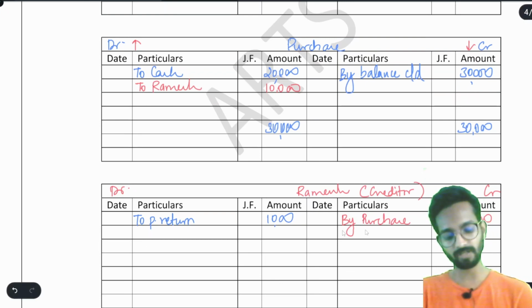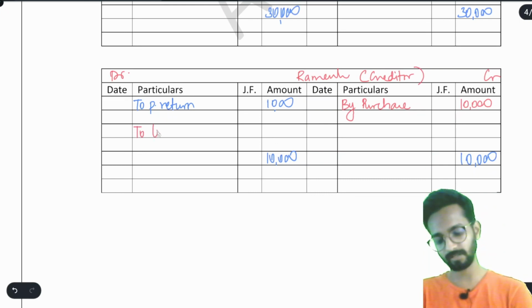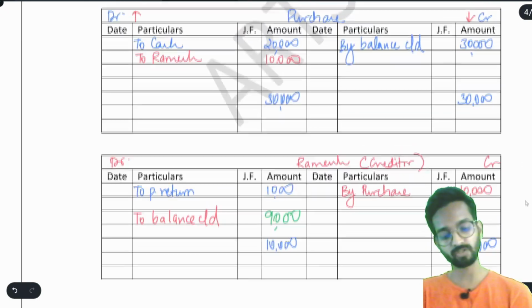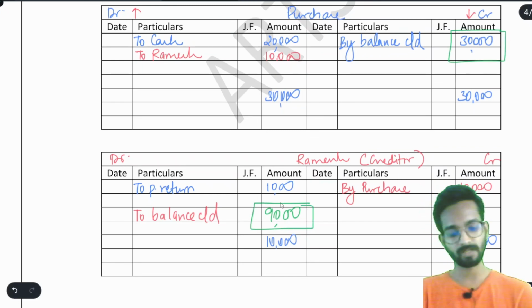And here in Ramesh, what has happened? See, 10,000 is here, 1,000 is here. So total is how much? Total of the bigger side is 10,000. So I will write here 10,000. Here also 10,000. Then I will write balance carried down here. To balance carried down, how much will come here? Here it is 10,000. Here it is 1,000. So balance carried down will come 9,000. Understood? This is our closing balance of Ramesh, creditor. So from here we can say this is our closing balance of purchase. This is our closing balance of Ramesh. Purchase 30,000, Ramesh 9,000.